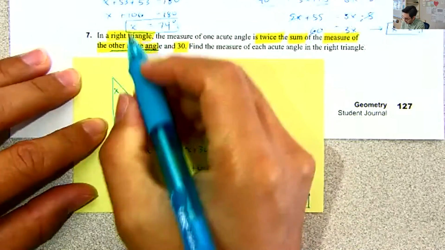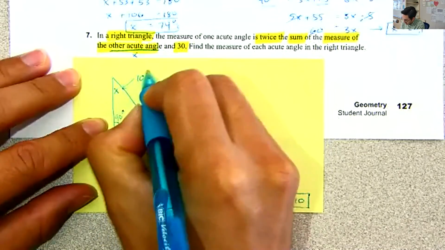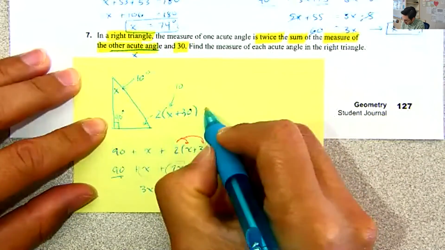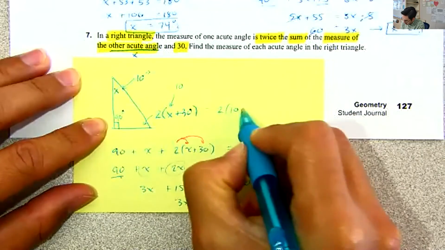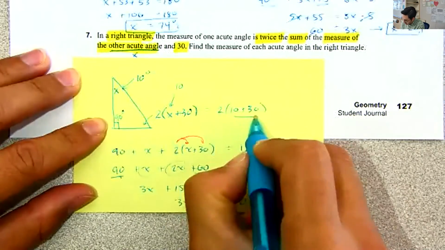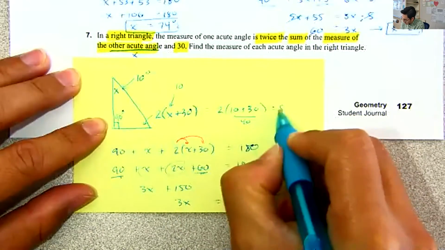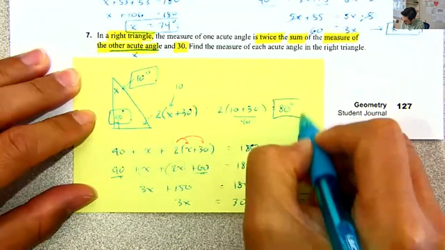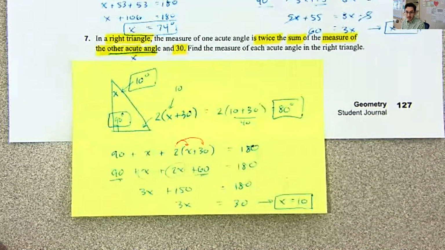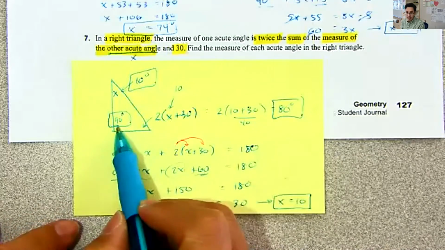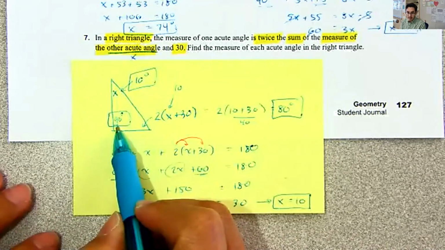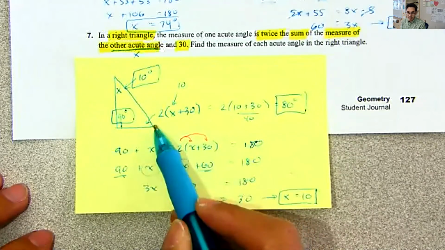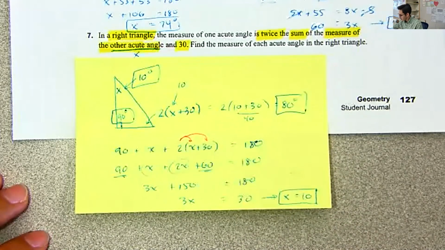So let's go ahead and plug 10 in there. So that's going to be 10 degrees, and then we'll plug 10 in here. So we get 2 times 10 plus 30. That's 2 times 40, so that's 80 degrees. So the measures of the three angles of this triangle are 90 degrees because it was described as right, 10 degrees, that's one of the acute angles, and then 80 degrees is the other acute angle.